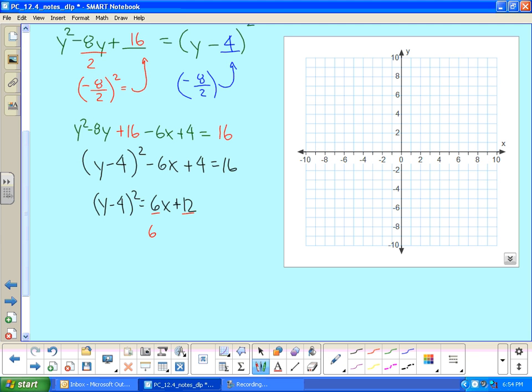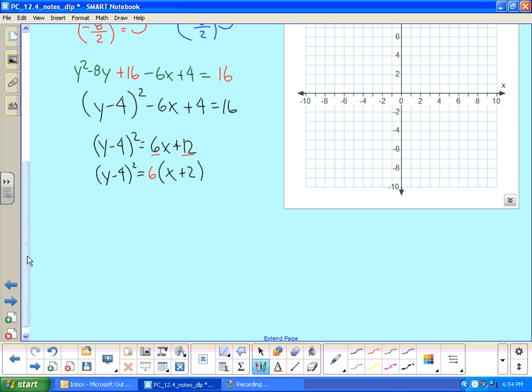So if we pull out that 6, we get x plus 2. And this is equal to y minus 4 squared. So now I am in the form of seeing my h and k. A y minus k squared is equal to 4a times, in this case, x minus h. So I can see that my 6 is equivalent to my 4a. And I get an hk of negative 2, 4. Negative 2, 4 is my hk.